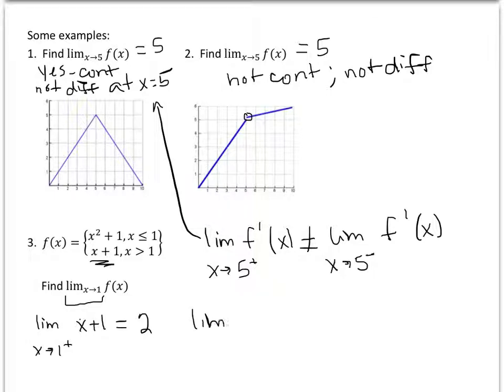The limit as x approaches 1 from numbers smaller than 1, I'm using this definition, x squared plus 1. 1 squared plus 1 is 2. These two are the same. So the limit exists, and the function value, f of 1, is 2, and so actually that graph is also continuous at 1.